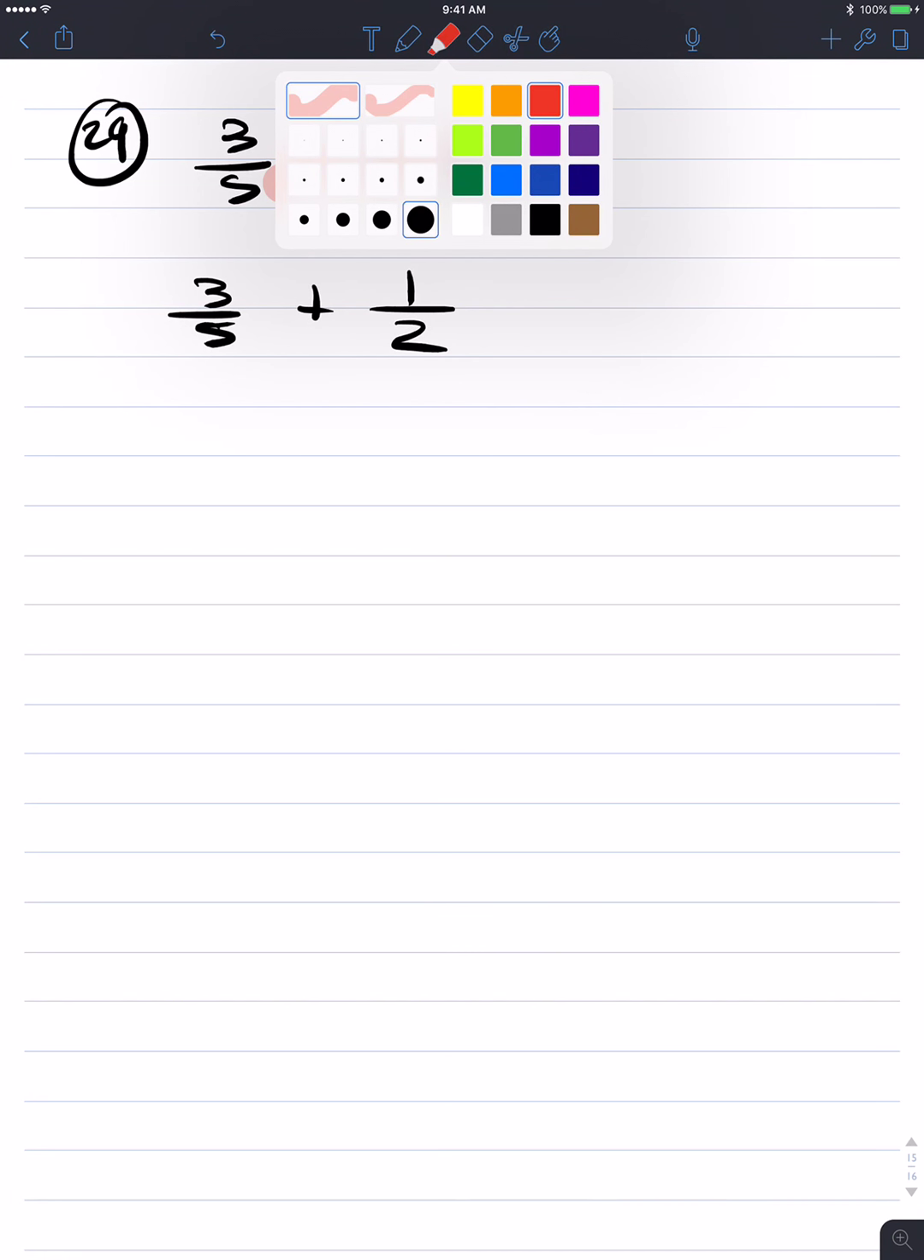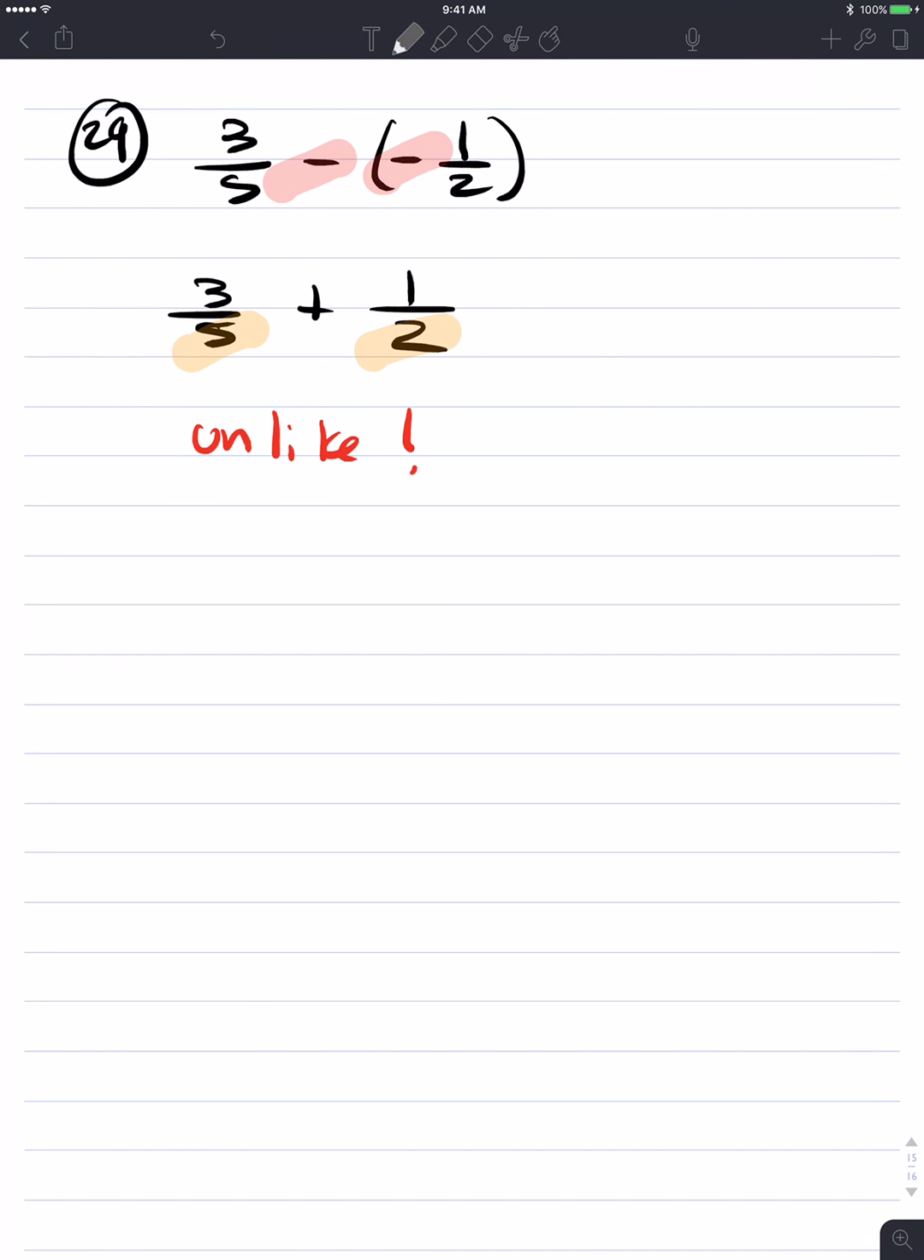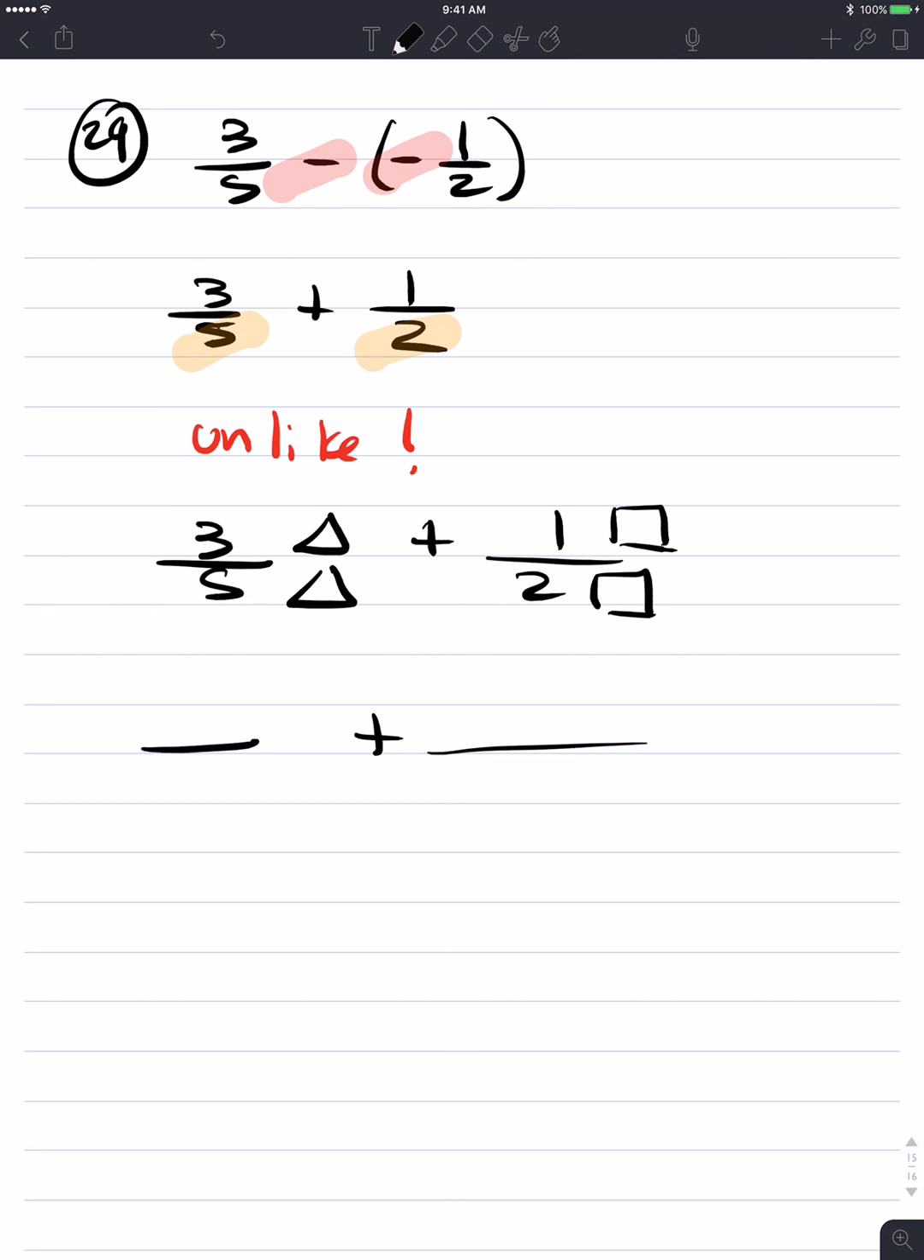Number 29. 3/5 minus a negative 1/2. Notice opposite of a negative. So we have 3/5 plus 1/2. These fractions are unlike. They have different denominators. We're going to have to go through our setup. You have to determine the LCM of 5 and 2. Now the LCM of 5 and 2 we're going to find is 10.